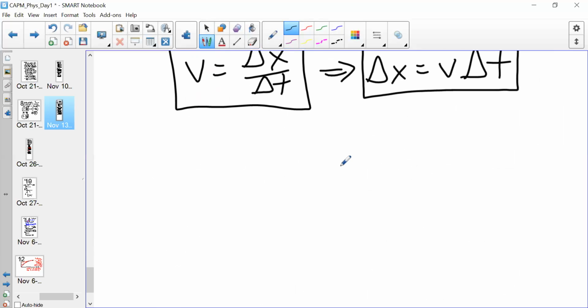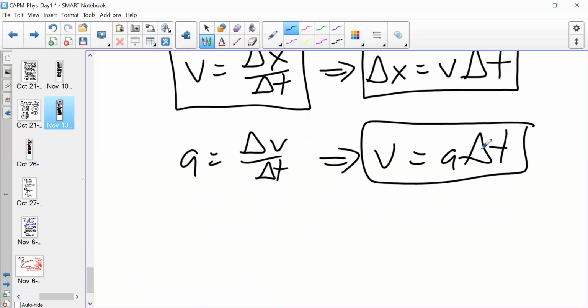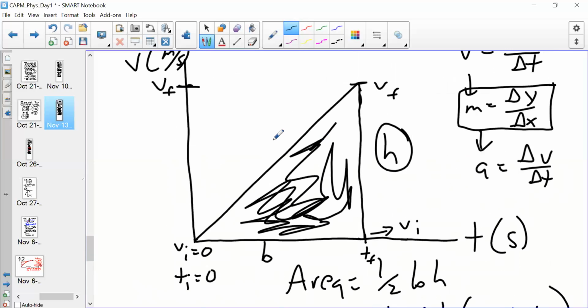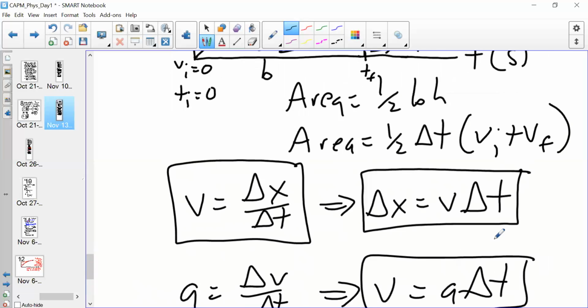Okay, let me just go one step further. So a equals delta v over delta t. That's a slope. If I want to solve for velocity, velocity is going to be a delta t. This is an area. So in order to get this formula, I have to take the area underneath the acceleration time graph. I'm not going to do that. It's not important for here.